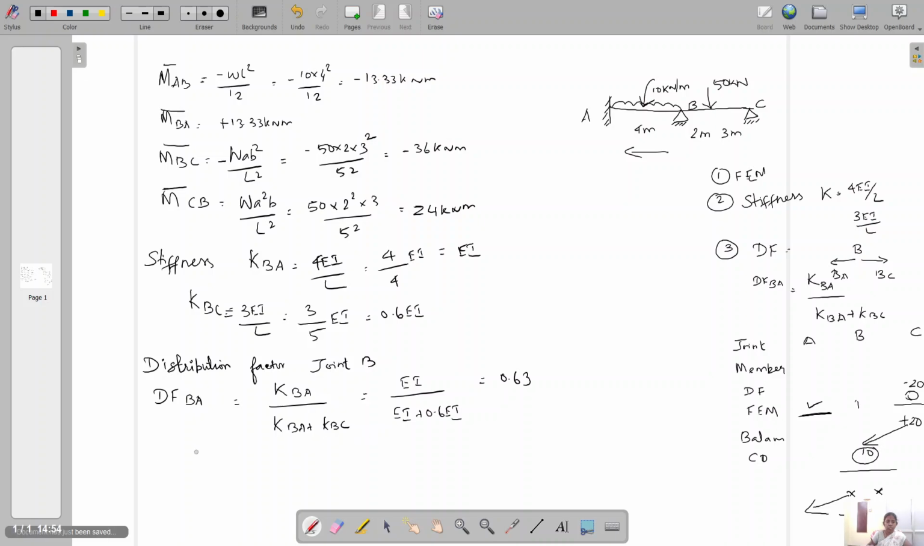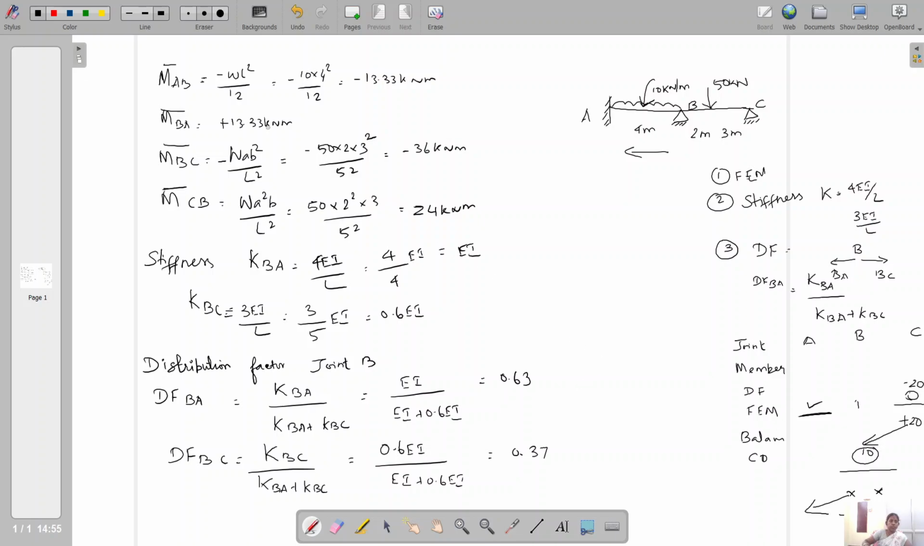Okay. Next one, distribution factor for B to C is KBC divided by KBA plus KBC. So numerator it is 0.6 EI divided by EI plus 0.6 EI. So it is 0.37. So if you sum up these values, it will become 1. The summation of distribution factor should be equal to 1.